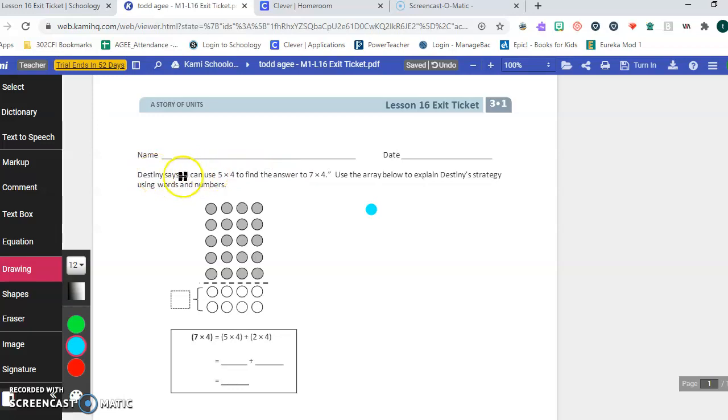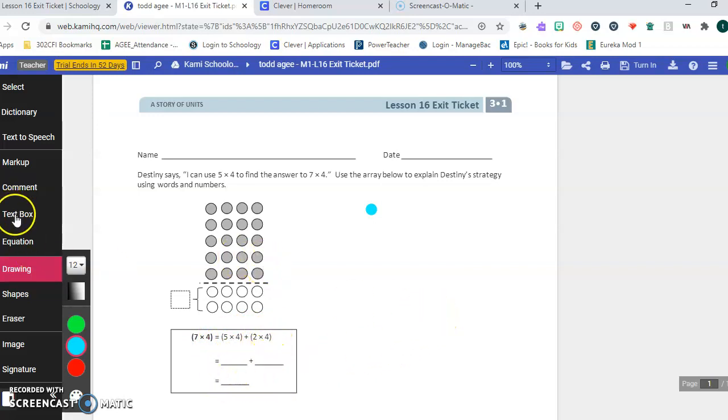So you have to evaluate what this person says that she did for 7 times 4, and it says use this array to explain Destiny's strategy. Well, you should definitely have the words break apart and put together back in her strategy, and you've got to make sure you label the empty box here, label the empty lines here. Basically, you're solving the multiplication problem here, solving the second part here where she broke up 7 times 4 into 2 separate problems, smaller, easier problems. Solve those problems and then put them together to get the total.